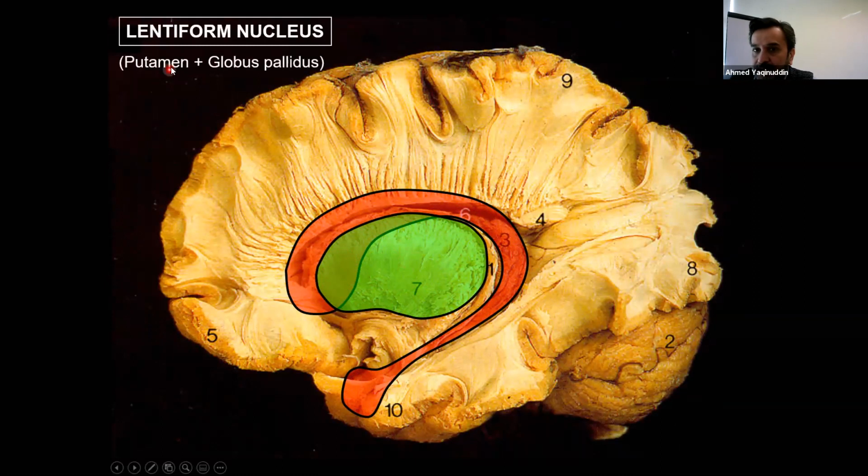So the putamen and globus pallidus together form this nucleus which is present within the C of the caudate nucleus, and this is called the lentiform nucleus because it looks like a lens. That's why the putamen and globus pallidus form this nucleus, which lies within the C of the caudate nucleus, and that is called lentiform. So it is formed of putamen and globus pallidus.